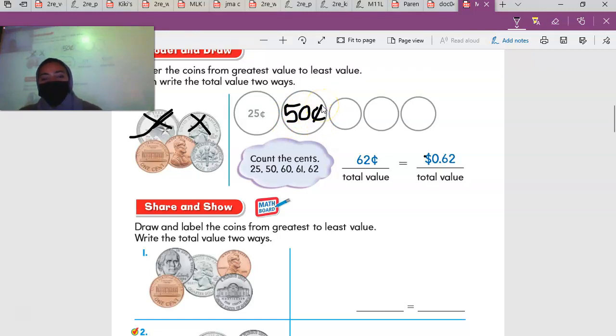And then we go to the coin with the next largest value, which is the dime is worth... So what's 50 plus 10? 60. So this will be 60 cents. 25, 50 plus 10 is 60. Now what's the coin with the next largest value? 2 pennies, 61 and 62. So you would write 61 cents here. And then 62 cents here.